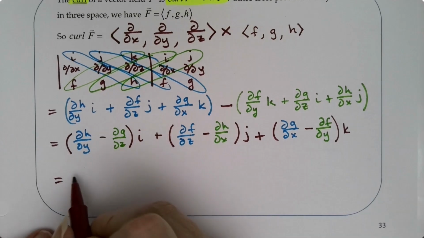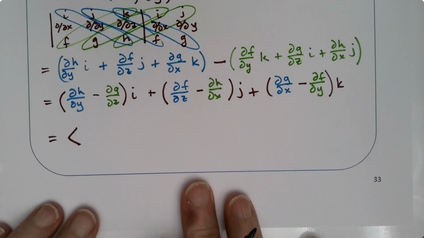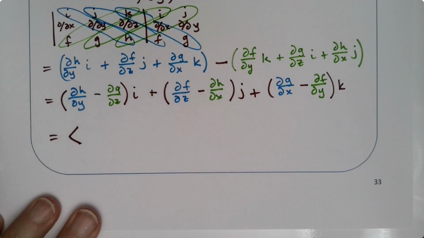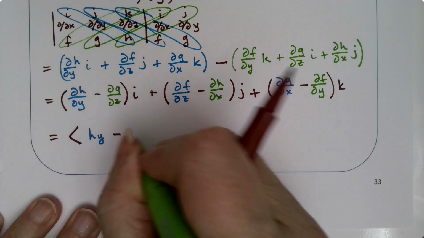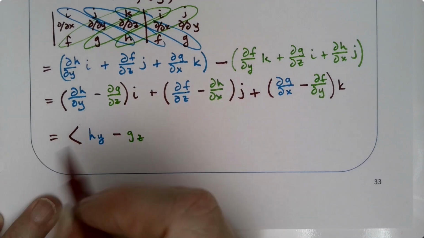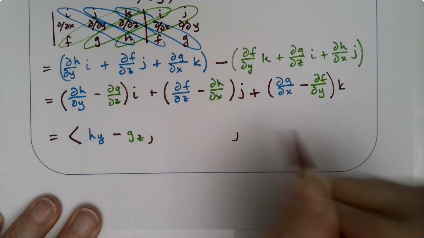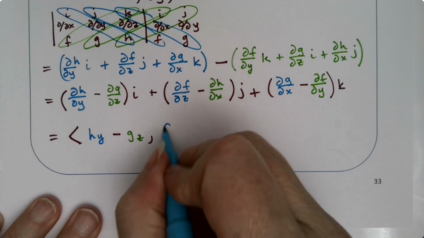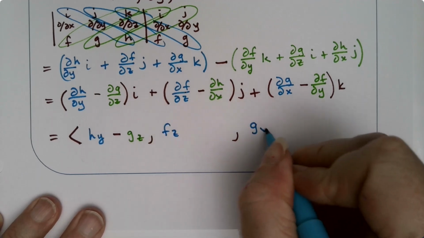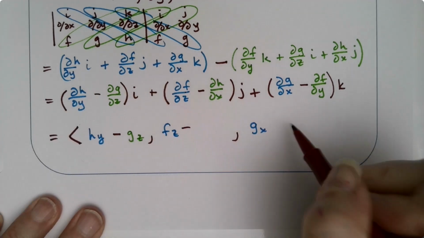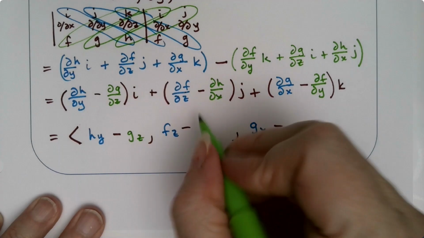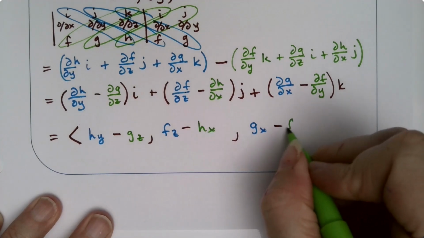All right, in other words, let's write all this out. So this is h sub y minus g sub z. Actually, let me make myself some space. This will be f sub z, this will be g sub x, minus h sub x and f sub y.